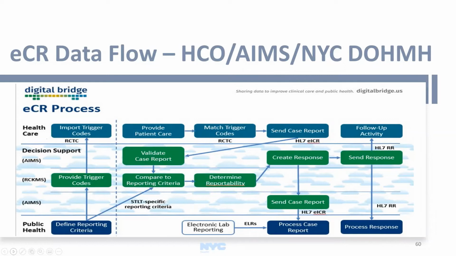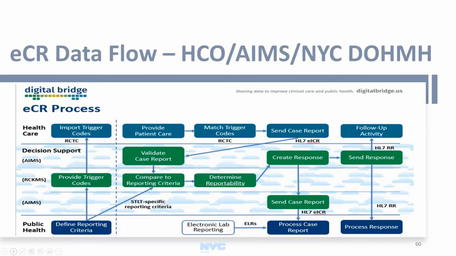The public health agency defines the reporting criteria and provides the trigger codes in RCKMS, and then the reportable conditions trigger codes are imported into the EHR. Healthcare organizations enter patient information into the EHR. If the information matches the triggers for the reportable condition, then an electronic initial case report is sent to AIMS. AIMS validates the case report and compares it to the reporting criteria in RCKMS to determine if it matches the public health reporting rules. It then creates a reportability response, and both the electronic initial case report and the matching reportability response are sent to public health and to healthcare organizations.